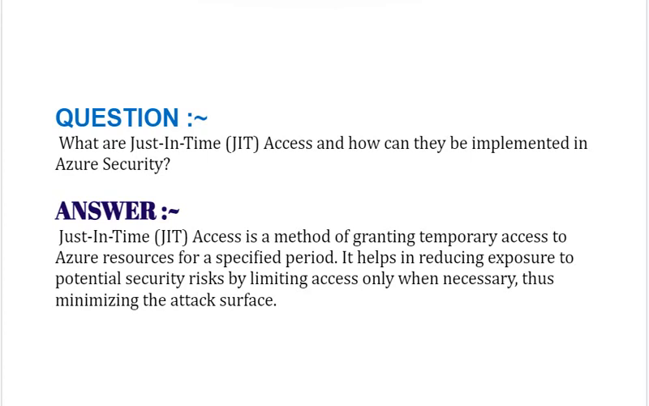Our next interview question is: what is just-in-time (JIT) access and how can it be implemented in Azure security? Your answer should be: just-in-time (JIT) access is a method of granting temporary access to Azure resources for a specified period. It helps in reducing exposure to potential security risks by limiting access only when necessary, thus minimizing the attack surface.